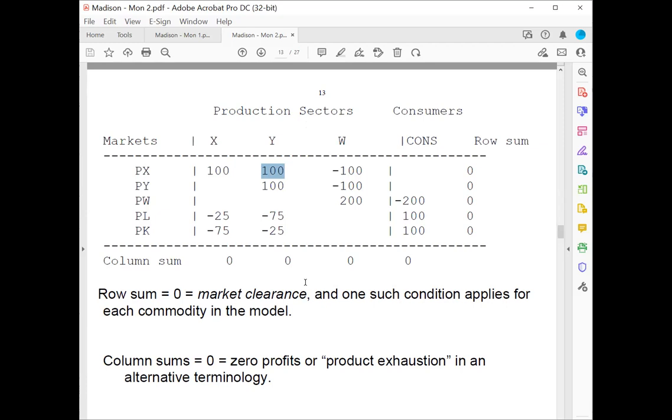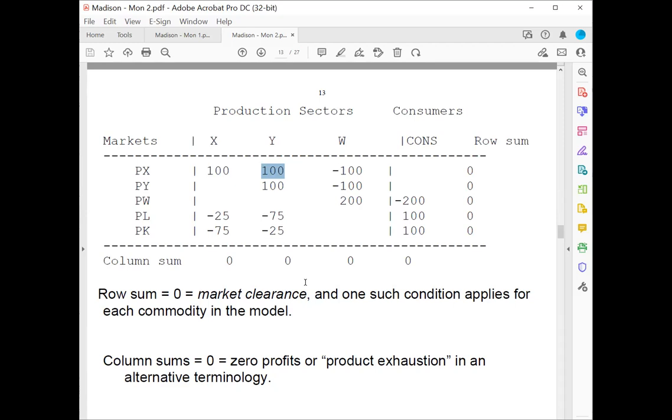That number should be 0. So the Y sector produces only Y. There's no intermediate use, but you can easily put intermediate use into this matrix. So the column for X could have a negative entry of PY. So that would be an intermediate input. Y uses capital and labor.